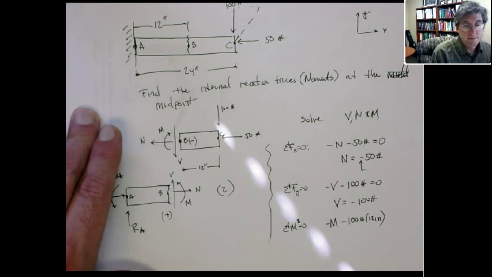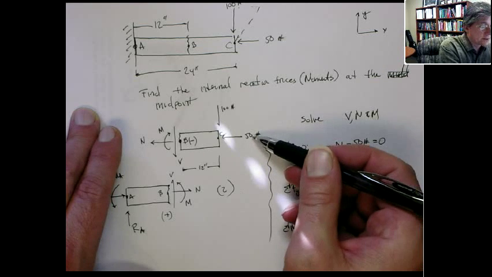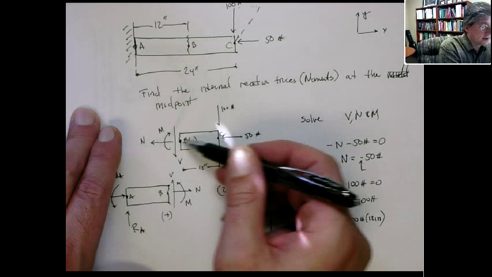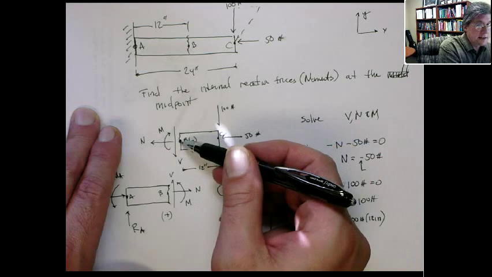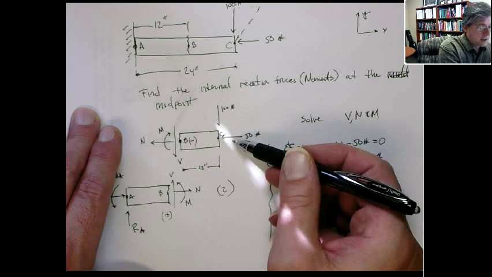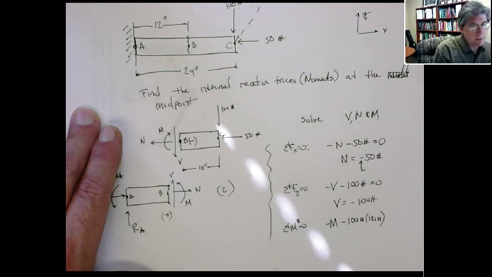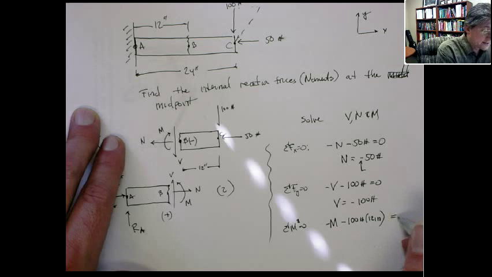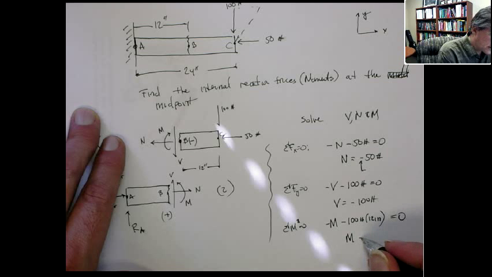Okay? And that's it. There's no other moment. This 50-pound force is in line with B, so its moment arm is 0. If it were offset some distance, there would be a moment, but it's not. So the moment arm is 0. So that's all you have. That's equal to 0. So again, this is going to give you the internal reaction moment at point B, which is going to equal minus 1,200 pound-inches.